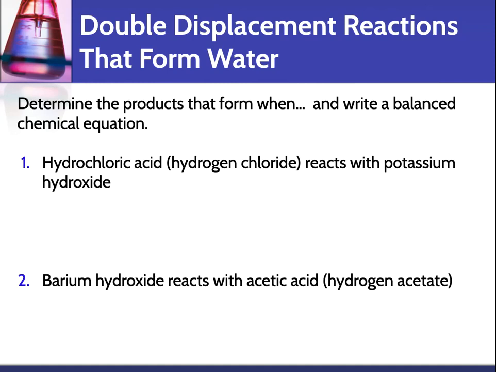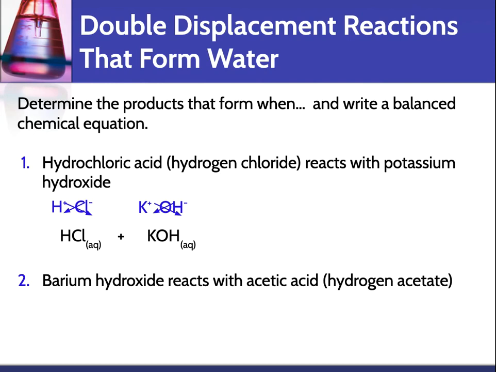So let's look at some examples. Determine the products that form when hydrochloric acid or hydrogen chloride reacts with potassium hydroxide. So we need to figure out the chemical formulas for hydrogen chloride and potassium hydroxide. Hydrogen chloride is with the hydrogen ion and the chloride ion. Crossover, we get HCl. And like with other double displacement reactions and single displacement reactions, your reactants will be aqueous. So this reacts with potassium hydroxide, KOH.